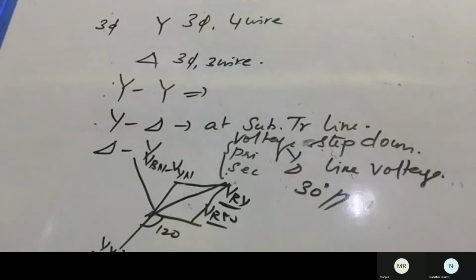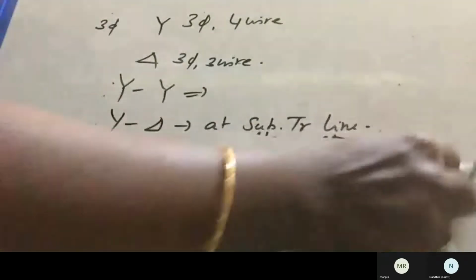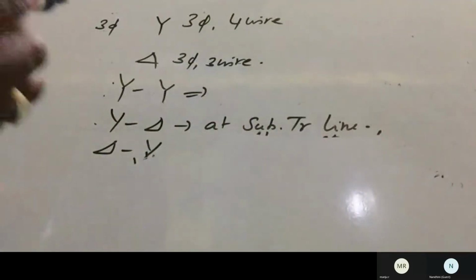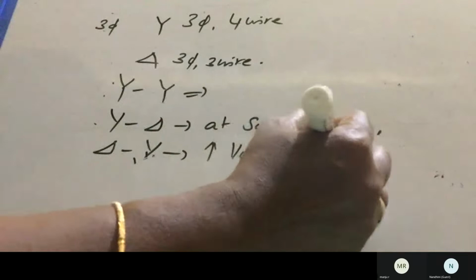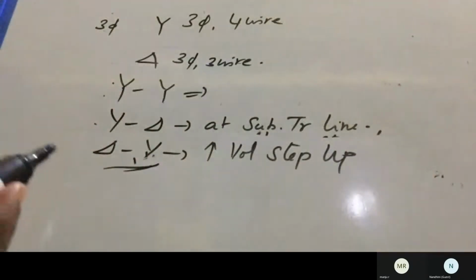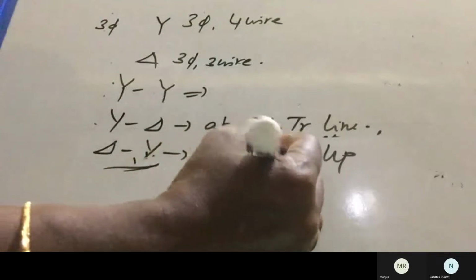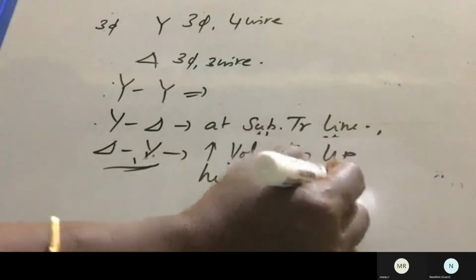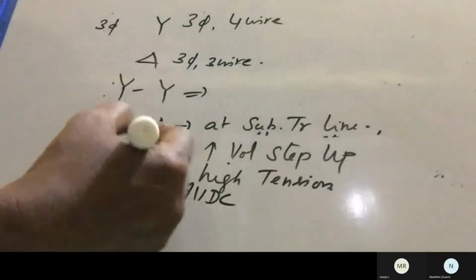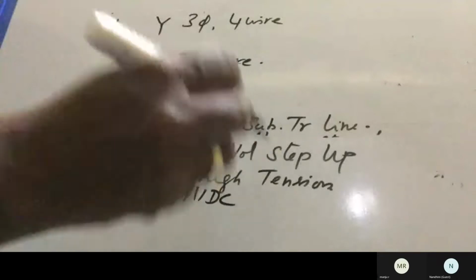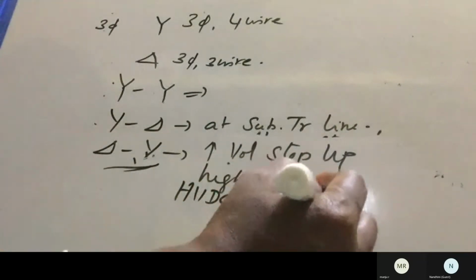Next, delta to star, which is the reverse. The line voltage between delta and star is also 30 degrees, and it is used as a step-up transformer where the voltage is increased. The previous case was for stepping down the voltage. Delta to star is used where a high tension transmission system is required, such as HVDC, high voltage direct current, and also in lighting circuits.